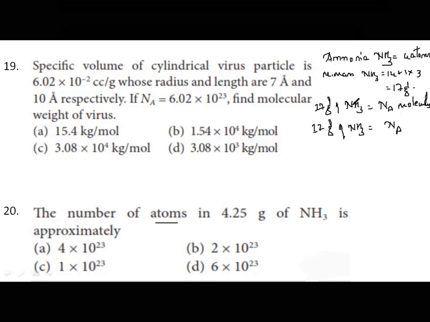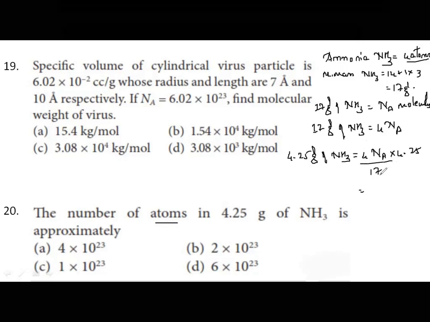Ammonia has got how many atoms? It has got 4 atoms. So 4 into Avogadro number. Understood? Okay. But the question is 4.25 grams of NH3. 4.25 grams of NH3 will have how many? So 4 into Avogadro number divided by 17 into how many? 4.25 they have asked. So solve it out. How much do you get?